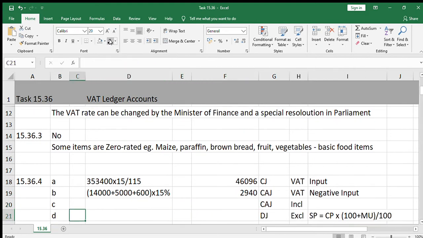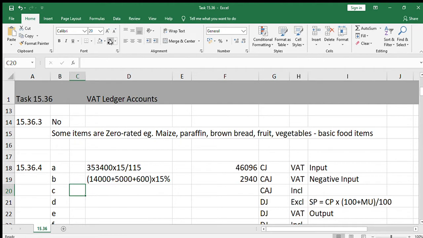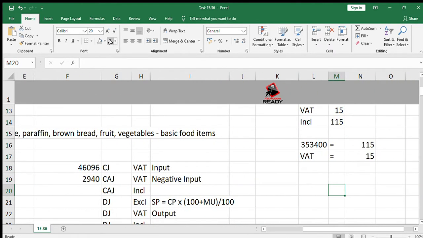Okay, we're still in the creditors allowances journal. We're now calculating C, and C is the actual amount of creditors control. Now, there are two ways you can obviously do this. We could take our answer from here, which is 14,000 plus 5,000 plus 600 plus the VAT of 2940. Alternatively, we could use the 2940 to now calculate that. And I'm just going to show you how to do this here.